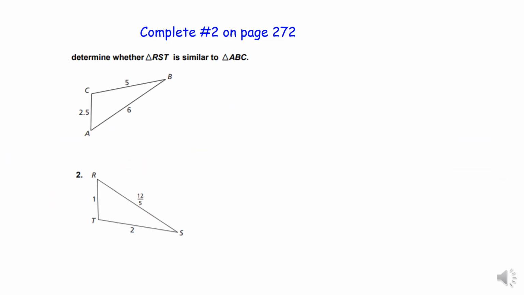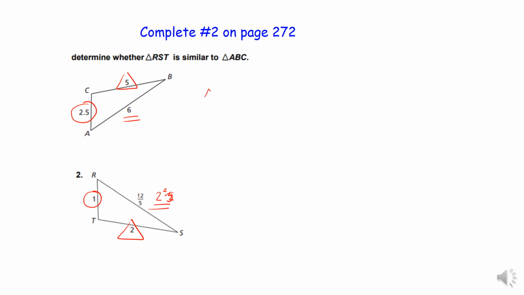Okay, so they want you to determine whether triangle RST is similar to ABC. So what I'm going to do first is look for which side would correspond to which side. Here's the smallest side. Here's the smallest side. I have to figure this out. This is 2 2/5, 2 2/5. So this one is my medium side, and that leaves this one to be the largest side.